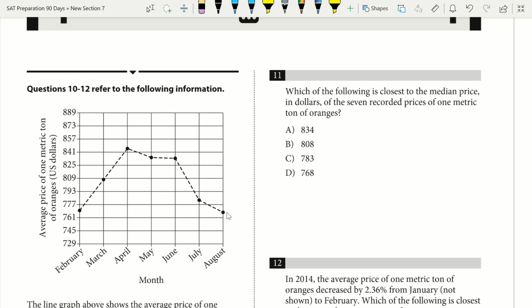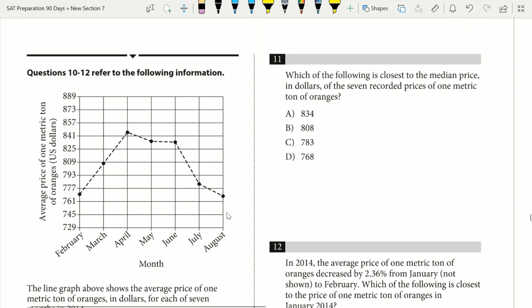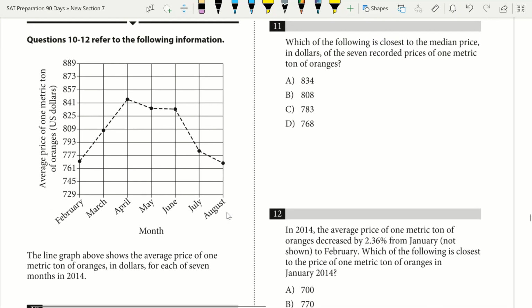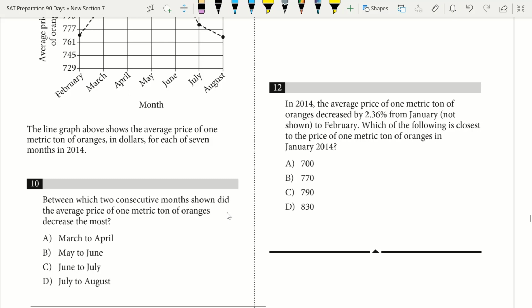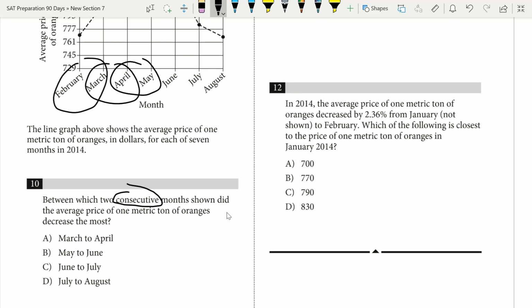Questions 10 to 12 refer to the following information. The line graph above shows the average price of 1 metric ton of oranges in dollars for each of 7 months in 2014. Between which two consecutive months? Okay, consecutive means back to back. If you didn't know that, you should put that in your notes. So consecutive is going to mean back to back, right? For example, consecutive months would be February and March, or March and April, or April and May.